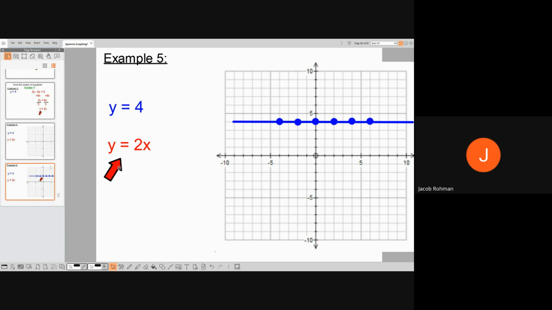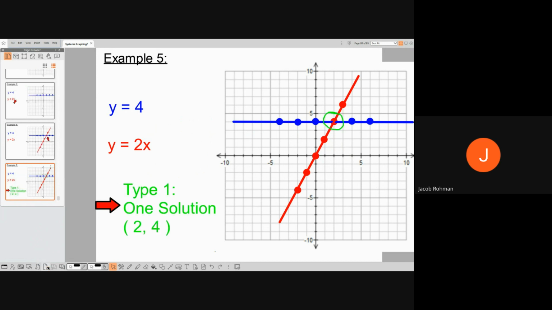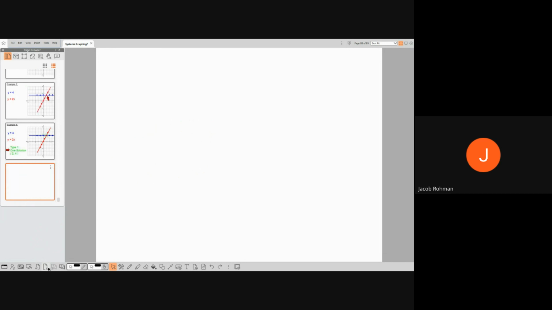And then in this equation, slope-intercept form, the slope is positive 2, and the y-intercept is 0. Okay, so there's the 0, and the slope of 2 means I go up 2 to the right 1, up 2 to the right 1. And it looks like the two lines share this ordered pair here, which is the solution 2, 4. And this concludes our video lesson.